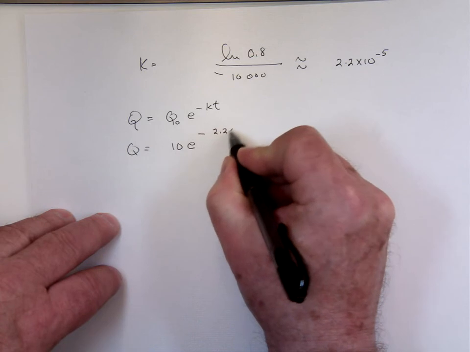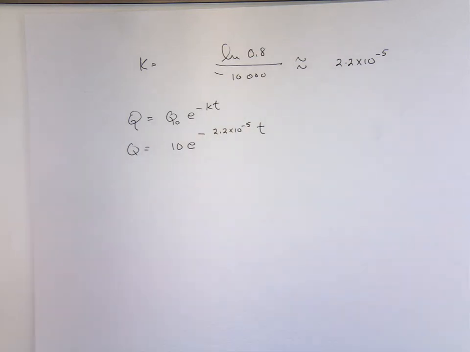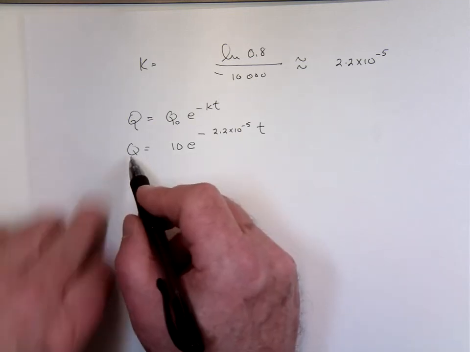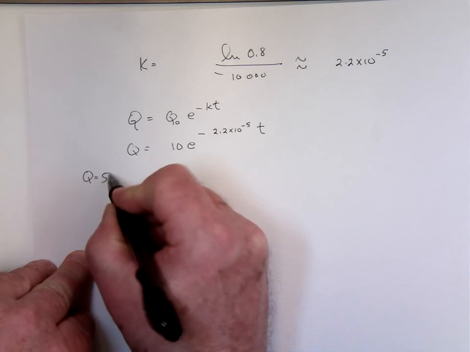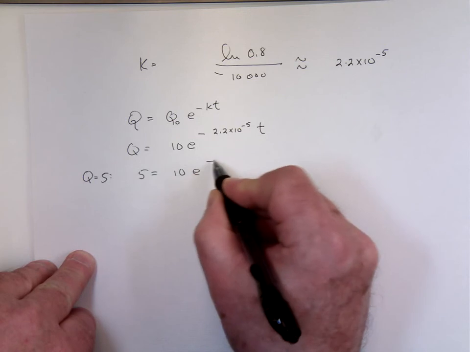We want to find half-life. Okay. So, Q equals 5. Put a 5 in for Q. We want to solve for T. Divide by 10, you get 1/2.